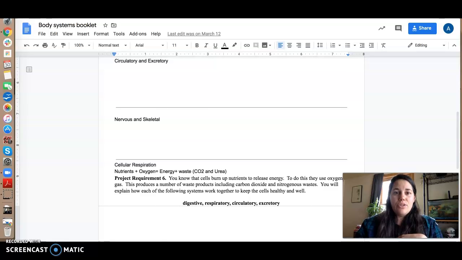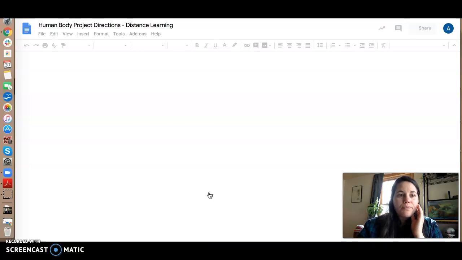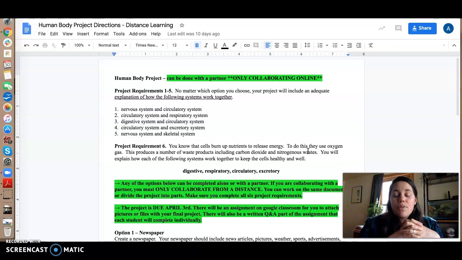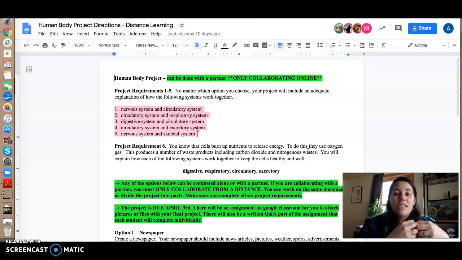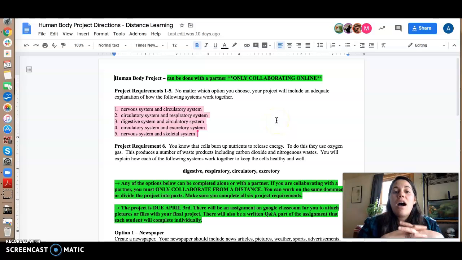Let's go back here to Google Classroom and take a look at those project directions. Big reminders here, you can work with a partner, but you can only collaborate with them through online or distance learning. Okay, so we're not meeting up to work on this together. We're all staying safe in our homes. And as you can see, there can be more than one person on a document at the same time. You could be typing at the same time. You could be adding comments, whatever you need to do.